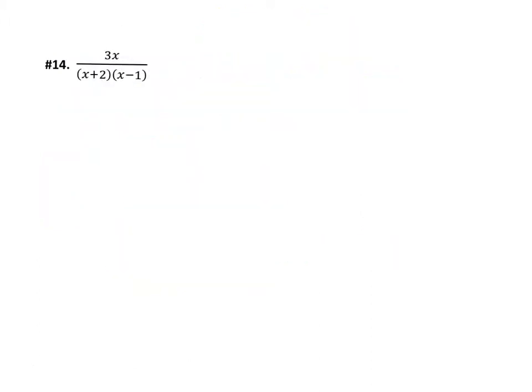Okay, now, the nice thing with 14 is it's already factored for us, right? So we're ready to roll here. So we set it equal to a over x plus 2 plus b over x minus 1. Okay, so now we times everything, wipe it out, so we get 3x equals a times x minus 1 plus b times x plus 2.